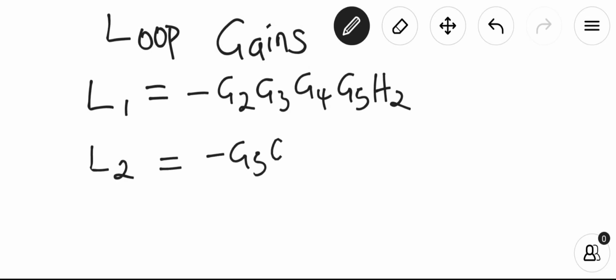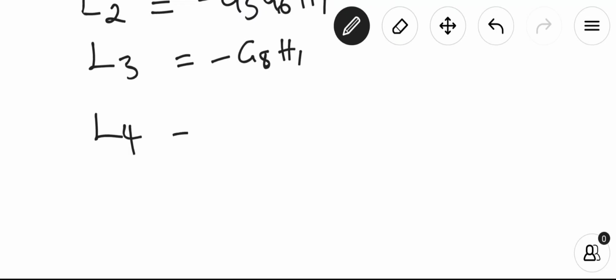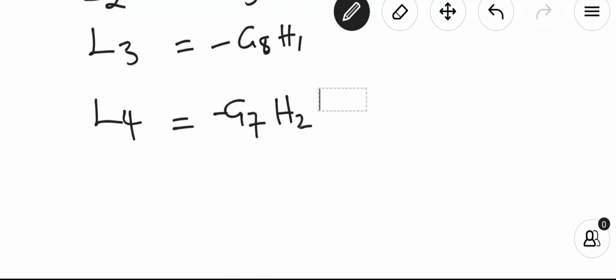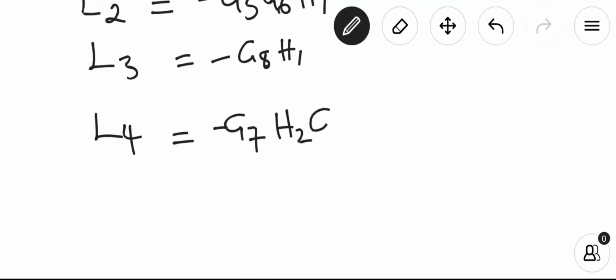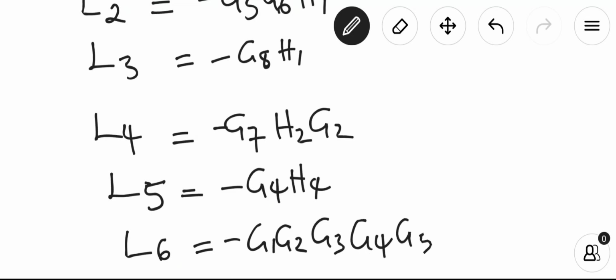Minus G5, G6, H1, loop gain L3 minus G8, H1, L4 minus G7, H2, minus G7, H2, G2, then L5 minus G4, H4, L6 is minus G1, G2, G3, G4, G5, H3.